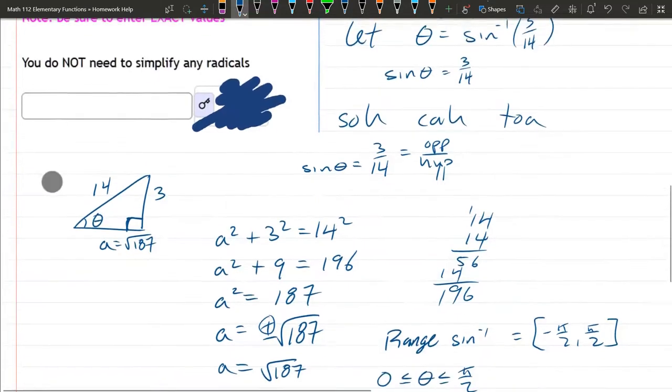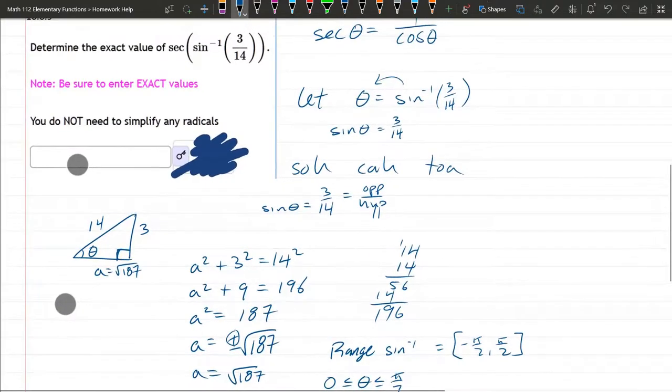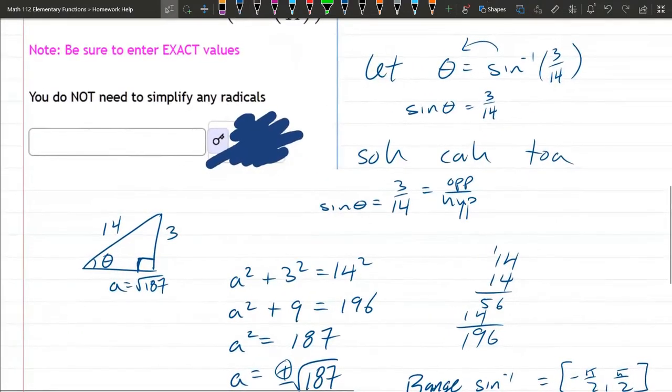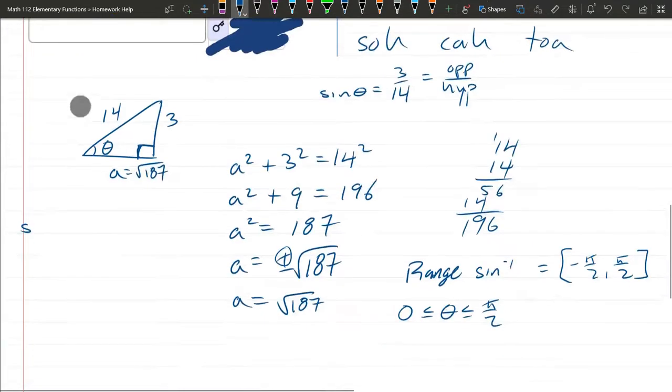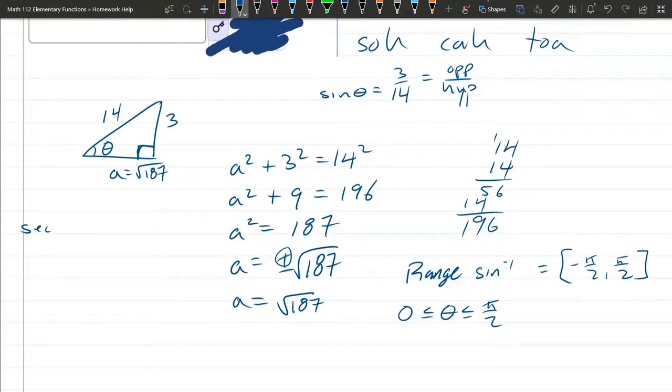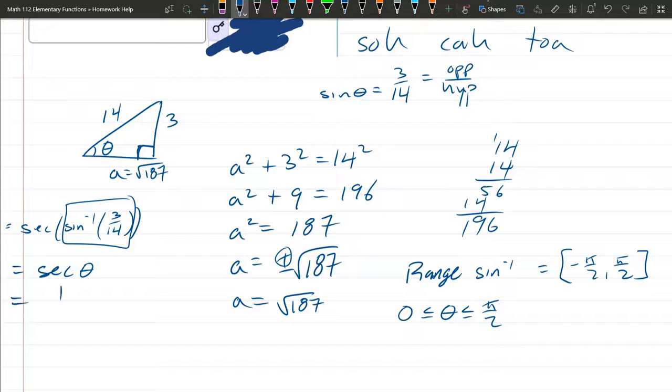All right, so we have our triangle. We're ready to actually answer the question that was asked. I'm going to rewrite that down here. That was secant of sine inverse 3/14. We just said that this was theta, so I'm going to replace that with theta. And secant is 1 over cosine theta.